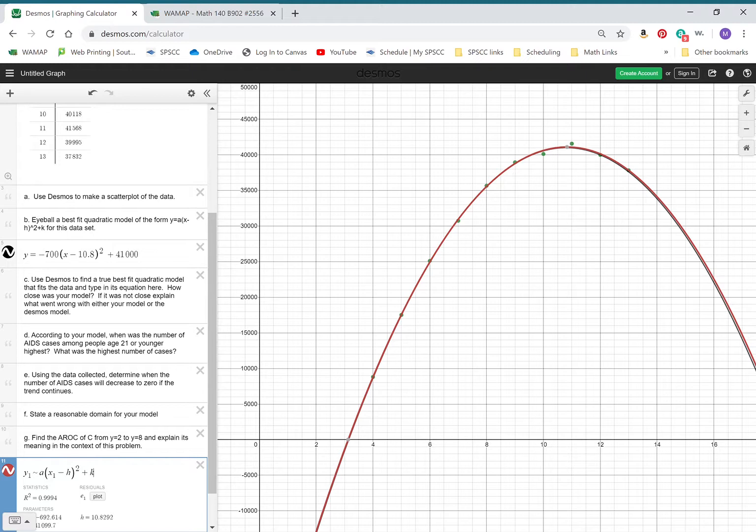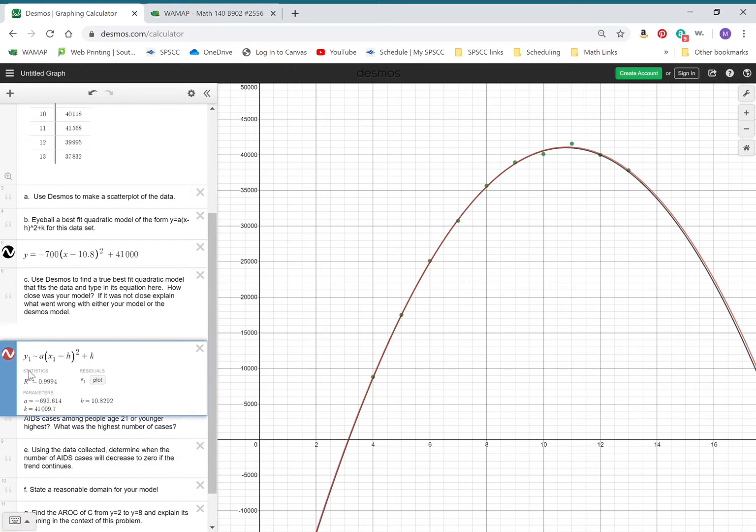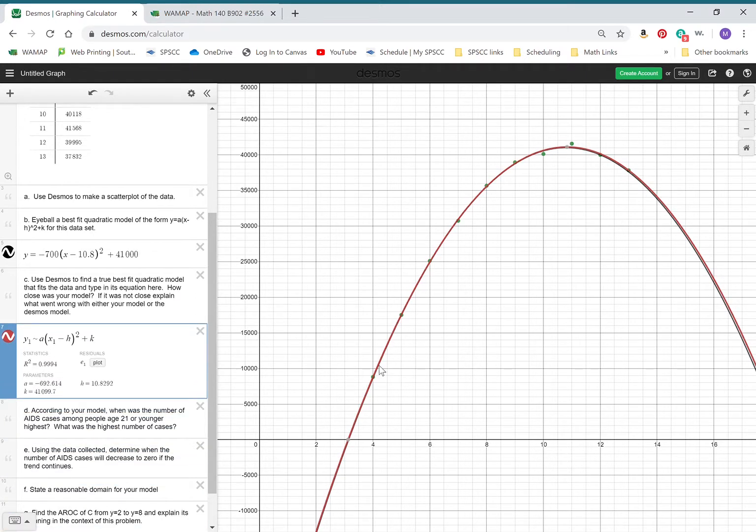And actually, I'm kind of impressed. I did this earlier and I didn't do quite that good a job with my eyeball best fit, but it looks really, really close. And that's what I'm hoping you'll see. They don't have to be perfect. I'm not expecting you to get it perfectly when you do the eyeball best fit. But if you're seeing a pretty big difference between your curve and the other curve, you might want to think about what went wrong. And that's actually one of the questions in part C, the reflection.